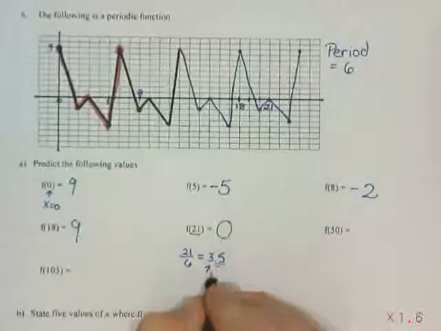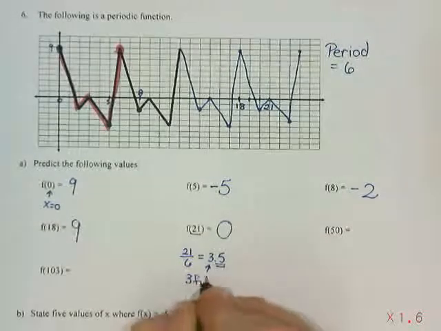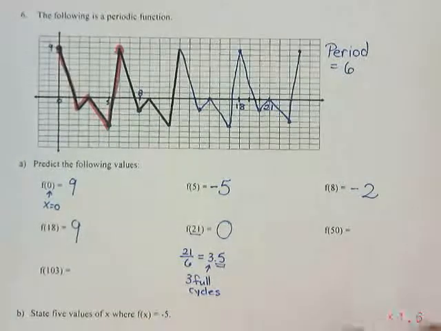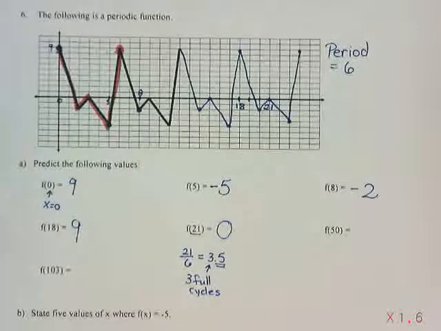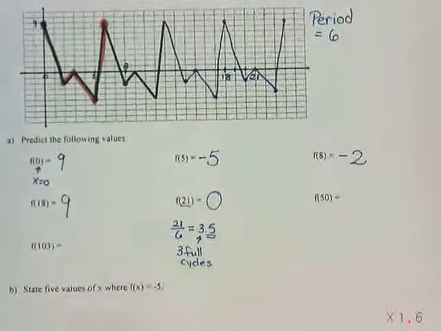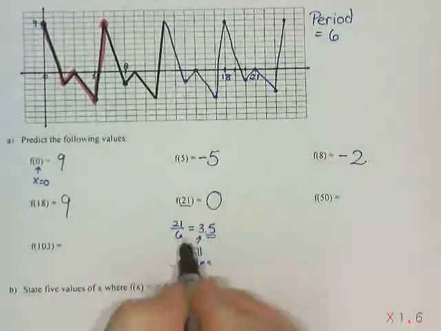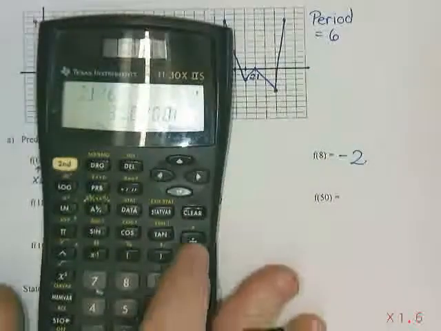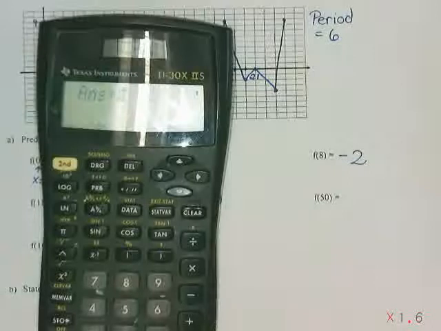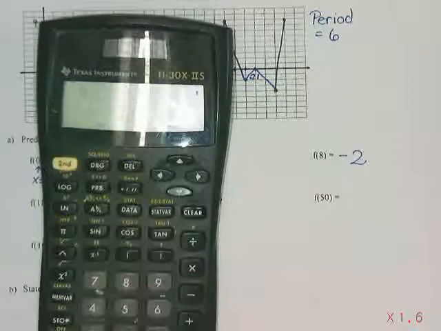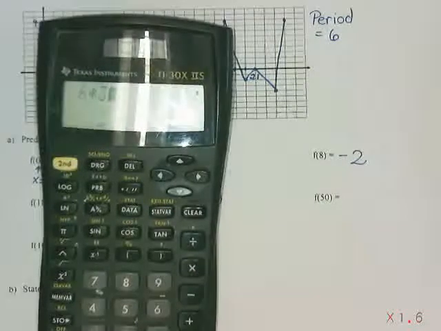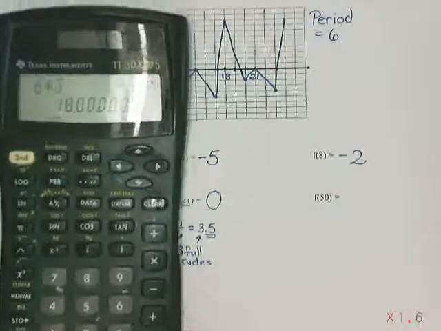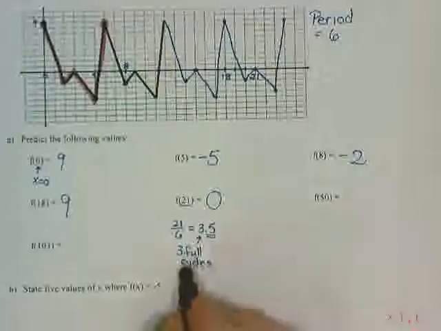So this is 3 full cycles, and then we're going to be half of the way into the next one. So what I'm going to do here is I'm actually going to do 6 times 3. I'm going to figure out how many squares those 6 cycles would take if I did them 3 times. So we're going to do 6 times 3, which is 18. So it takes 18 squares to do 3 full cycles.